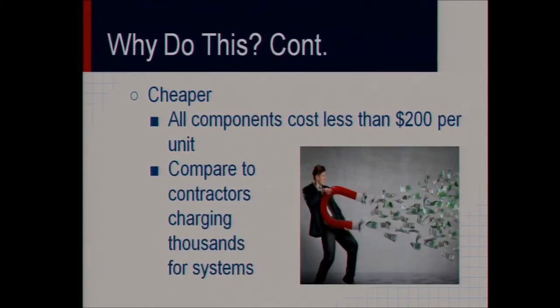Finally, it's cheaper. Bottom lines mean a lot to all of us, especially in businesses and schools where money kind of runs a whole bunch of our stuff. So to construct a unit, it costs a little under $200. We could compare that to contractors charging us thousands of dollars for systems, like say you have a door lock that your department needs and you have to run it to an invoice, chances are it'll cost you thousands of dollars as opposed to $200 a unit.